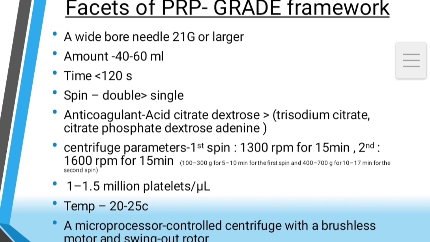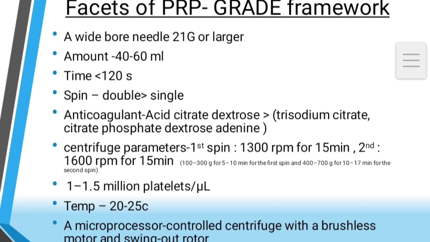1 to 1.5 million platelets per microliter are required for the PRP. Temperature should be maintained at 20 to 25 degrees centigrade, which is near room temperature. A microprocessor-controlled centrifuge with a brushless motor and swing-out rotor is the preferred centrifuge. Double spin open method is the preferred method.